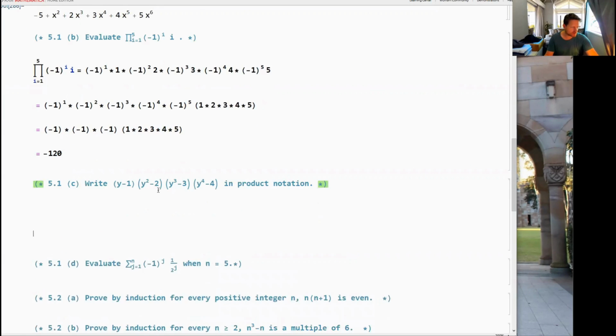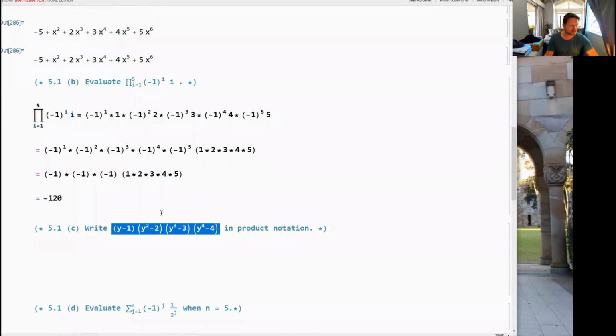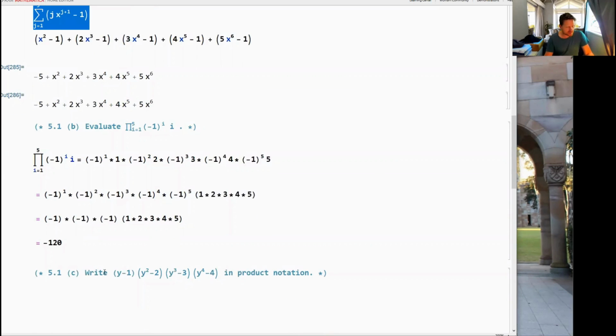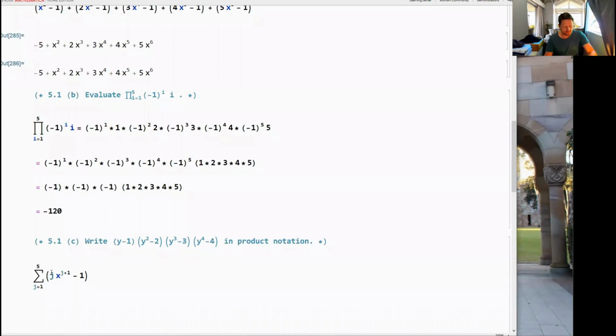All right, so the next one: write this product in product notation. Again, we're looking for a pattern, just as we did with the sum above. We looked for a pattern and then wrote that in summation notation. So let's borrow this summation notation, copy and paste this down here. Of course, you're writing that by hand. Okay, so I need a product, not a sum.